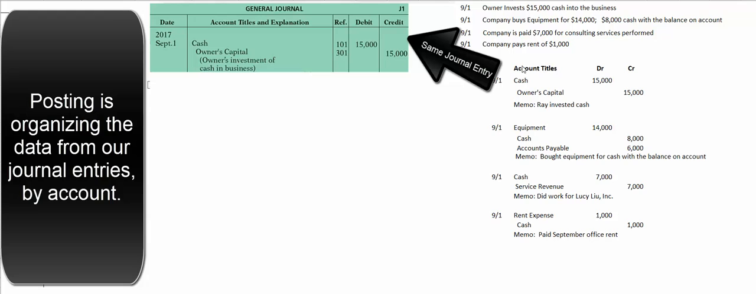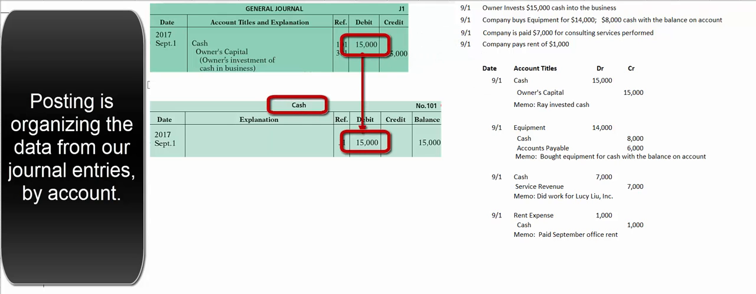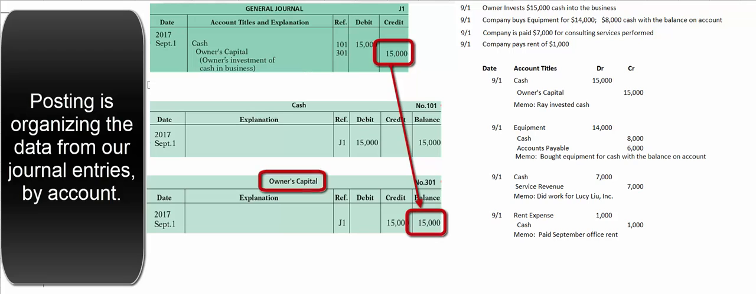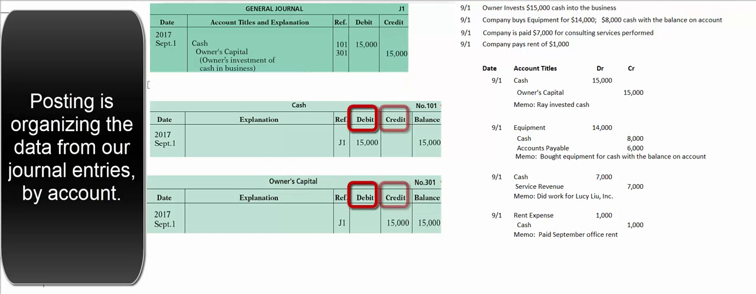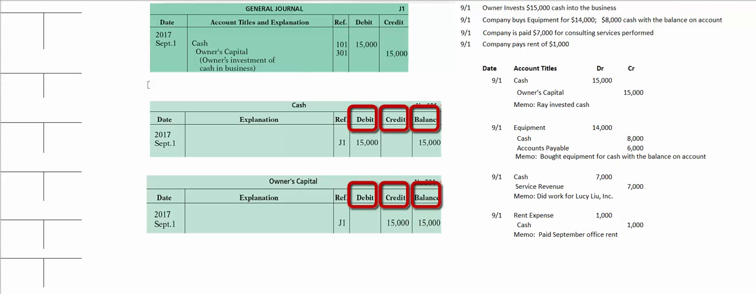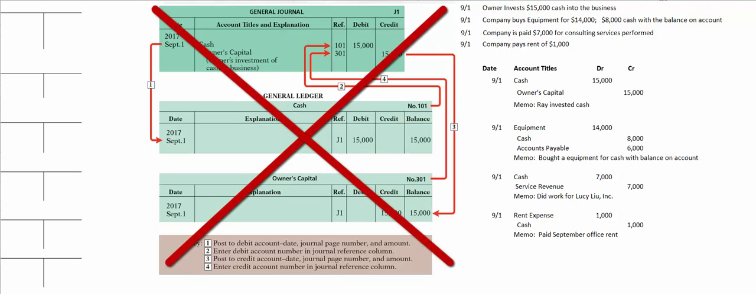So we'll take this journal entry here, debit cash for $15,000. We'll post that $15,000. We'll move that information to a separate page in the general ledger, and we'll debit that account cash for $15,000. We'll do the same thing with this $15,000 credit. This is called a 3-column ledger because we've got debits, credits, and we keep a running balance. And that's all well and good, but in this class, let's just use T accounts.